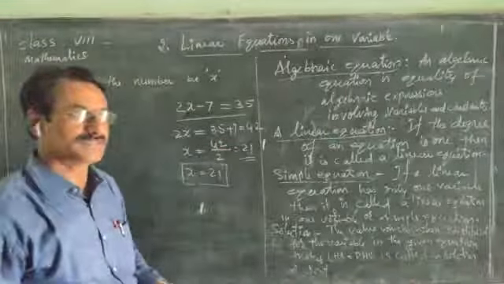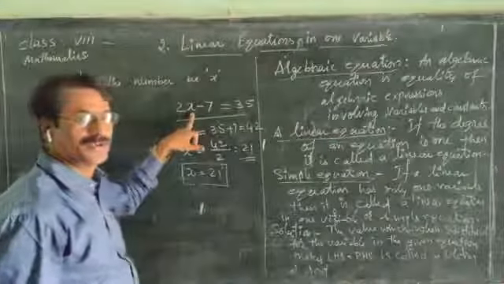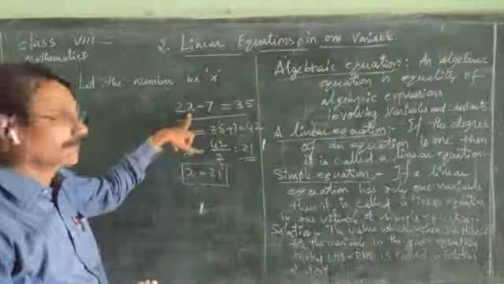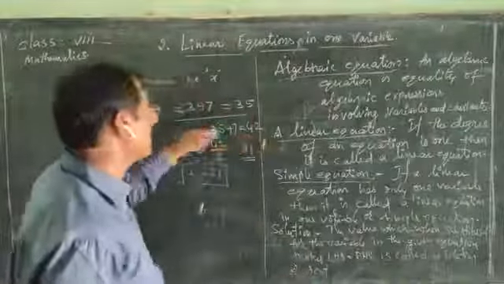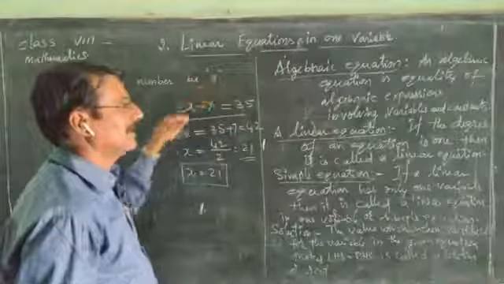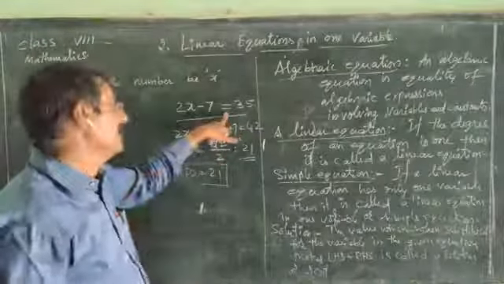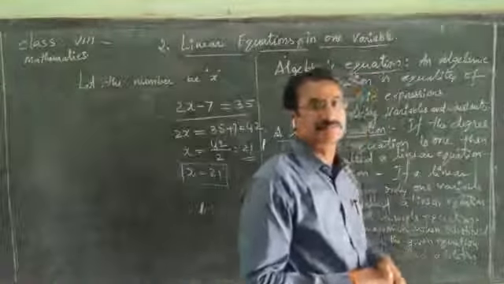Already I said that the meaning of variable is unknown. Here what is the unknown? x. We don't know the value of x here, so it is called a variable. And the remaining terms are constants. So this type of expression in which an equality symbol is involved is called an algebraic equation.